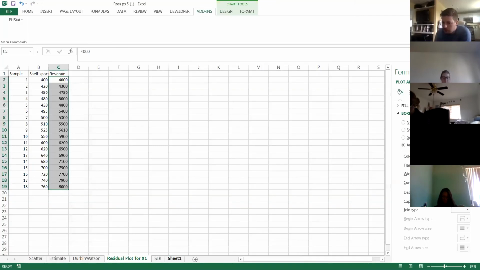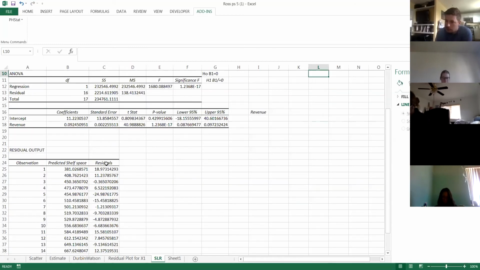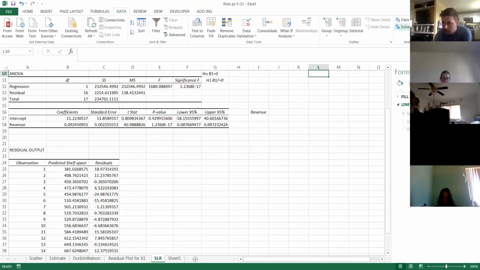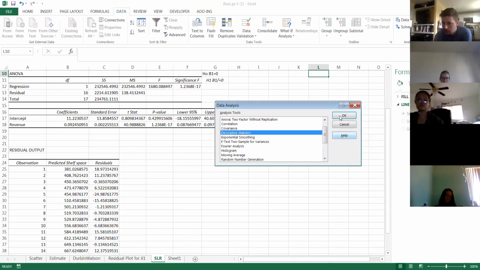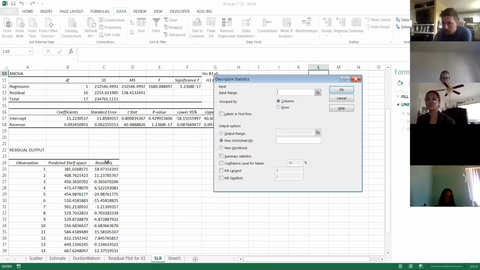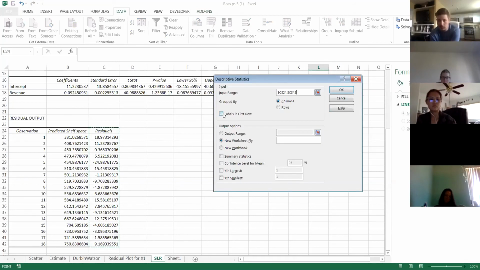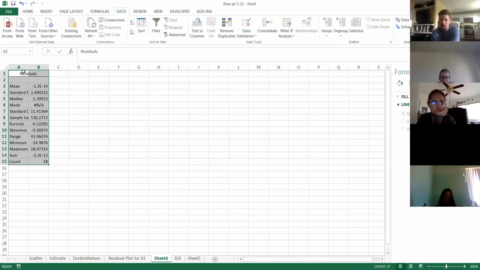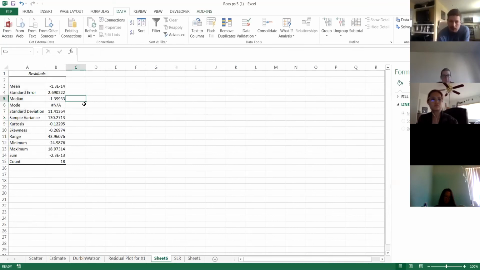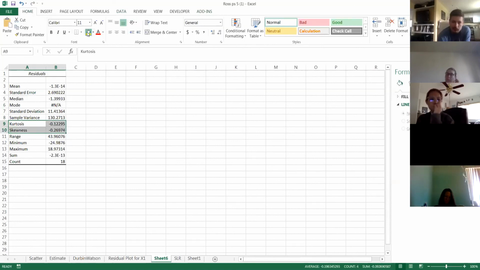For normality, what we want to do is look at our residuals. And see these? I am going to run my skewness and kurtosis based off of that. We've got descriptive statistics. And I'm going to see, based off of the residuals, what they look like. That tells me my p-value is accurate.